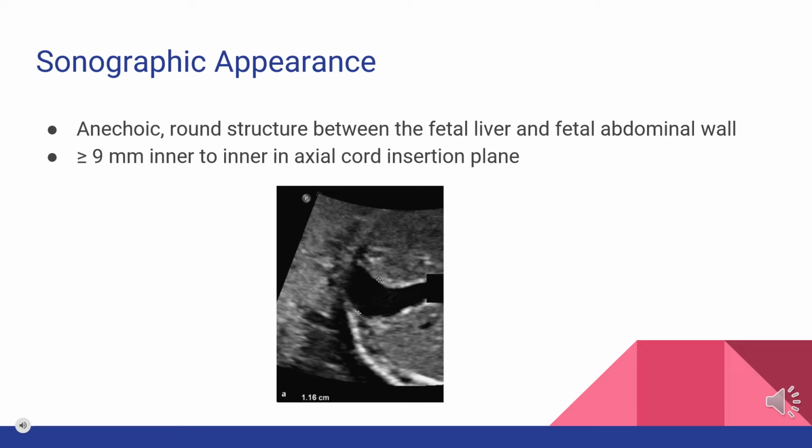FIUVV is defined in the literature as the extrahepatic portion of the umbilical vein measuring greater than or equal to 9 millimeters from inner to inner in the axial cord insertion plane, or when the diameter is greater than or equal to 50% compared to the intrahepatic diameter.